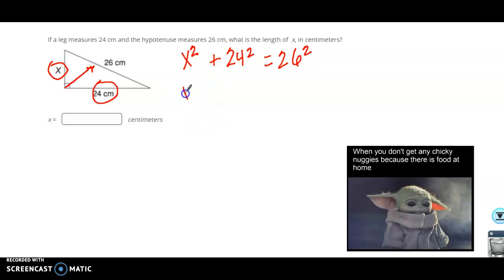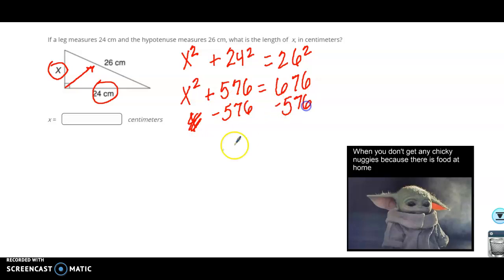Okay. So we have x squared. We have to figure out what 24 squared is. Give me a second. I've got this one figured out too. It's 576 equals 676. Oh, look at this. This is a textbook problem. Because what you're going to do now is subtract 576 from both sides, which gives us x squared is equal to 100. Oh, I bet you even know what the square root of 100 is, but I'm not going to say it. I'm not going to do it for you.